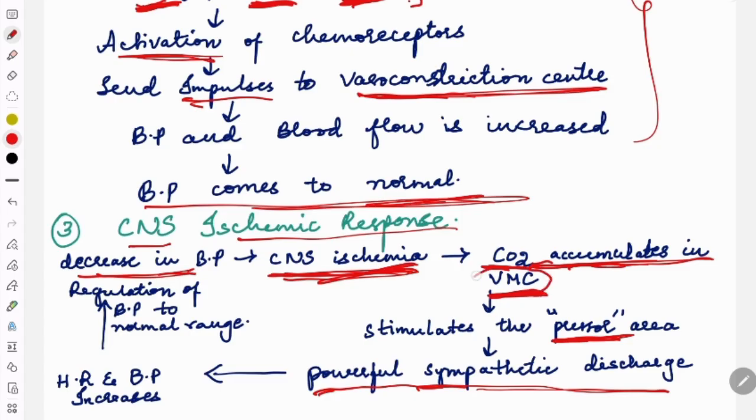Because the VMC itself cannot do this, it will stimulate the pressure area, and further the pressure area will cause the powerful sympathetic discharge. Okay, this is how the heart rate and the BP increase, and this is how the regulation of BP occurs. So the decreased BP comes back to normal by the pressure area, which is stimulated by VMC, and VMC cannot do its role because of CO2 getting accumulated in VMC. Okay, this is how the CNS ischemic response comes into action.